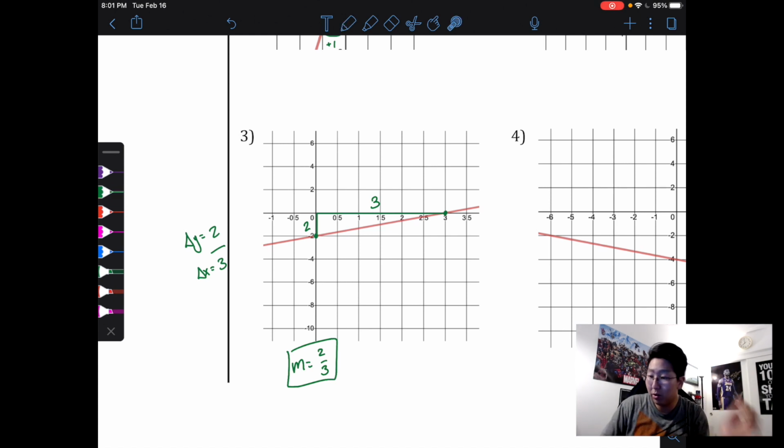All right, so find two lattice points. How much does it change up and down? How much does it change left and right? All right, rise over run.